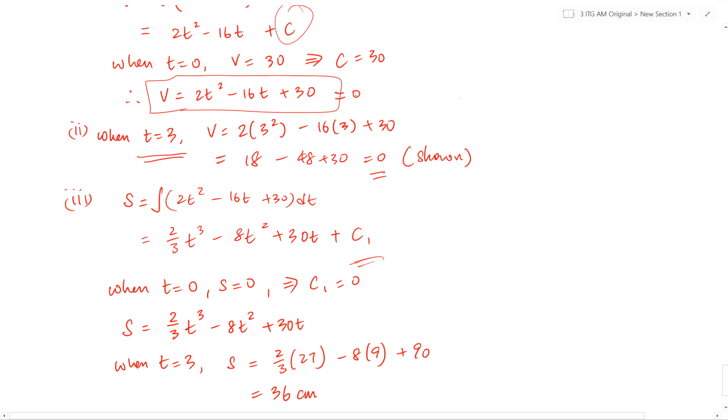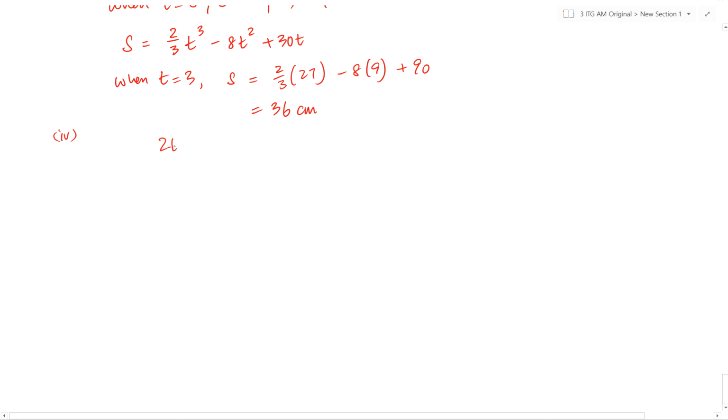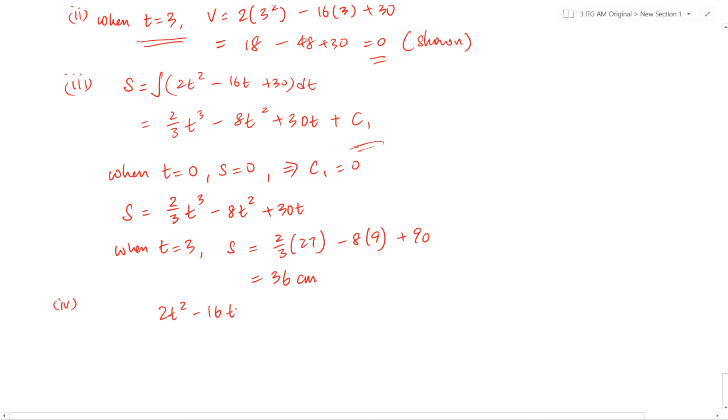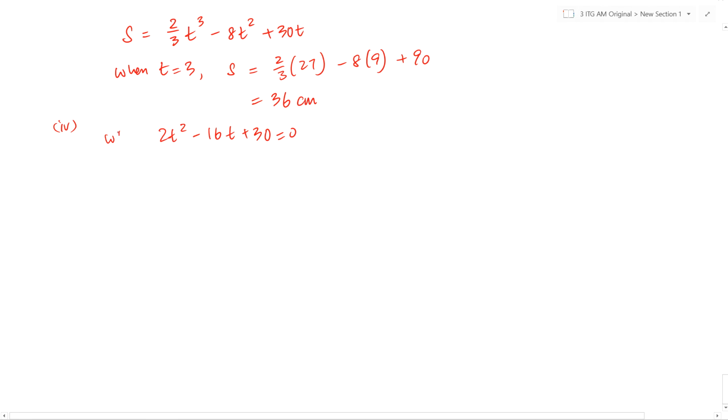Okay, let's do this. 2t squared minus 16t plus 30 equals 0. Okay, hang on. So Matthew, you did (t minus 5) times (t minus 3) equals 0. So we have two timings when it is instantaneously at rest: either 3 or 5.